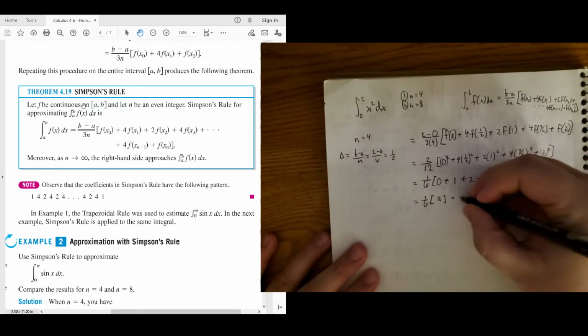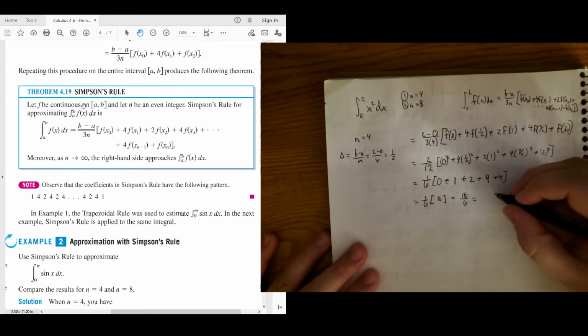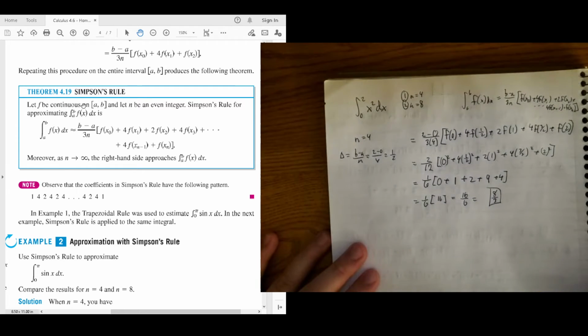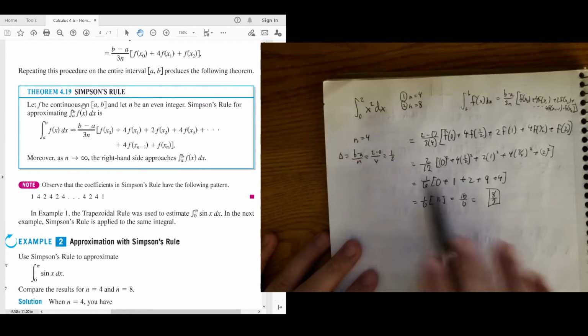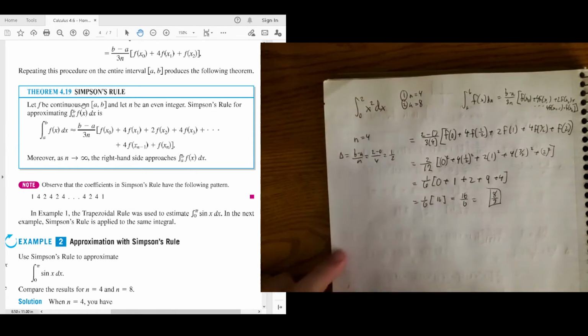So we end up with 16 over 6, which is 8 over 3, which it turns out is the correct solution. So with n equals 4, we actually end up with the correct solution right off the bat, which is pretty unique. It's actually a consequence of how the Simpsons rule works. It works really well with polynomial functions.